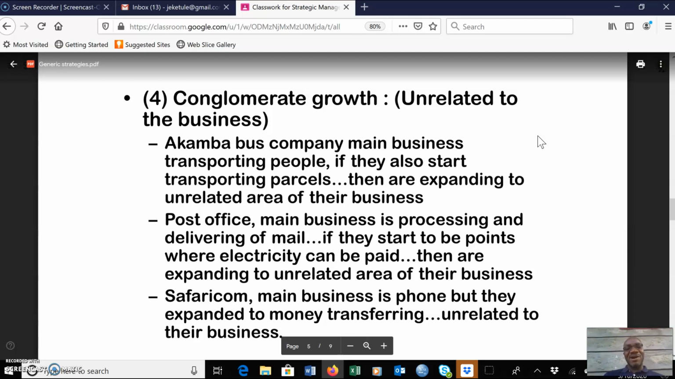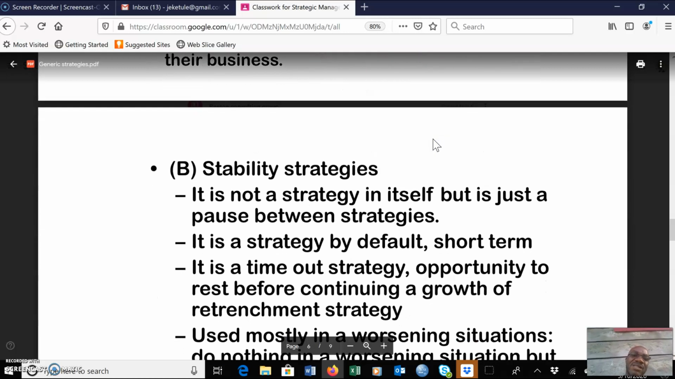The third example is about Safaricom, a service provider. Their main business is telephone, making phone calls, SMS, and so on. But now they expanded to money transferring platforms, actually the business of banks. When they moved to that, they actually did conglomerate growth, moving to a business that is not core to their actual core business. So moving to a business that is not related.